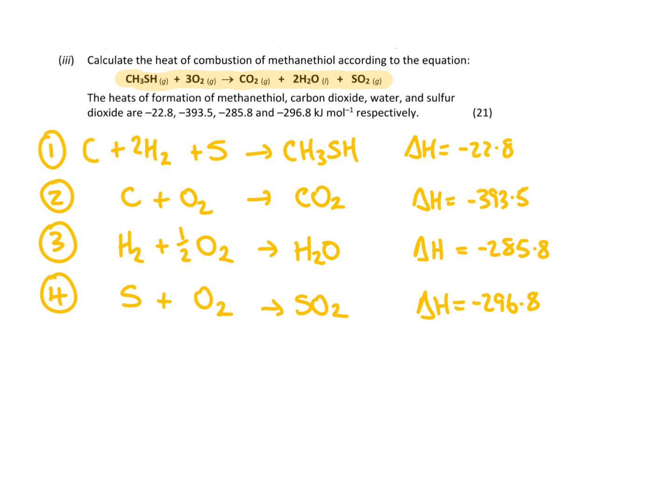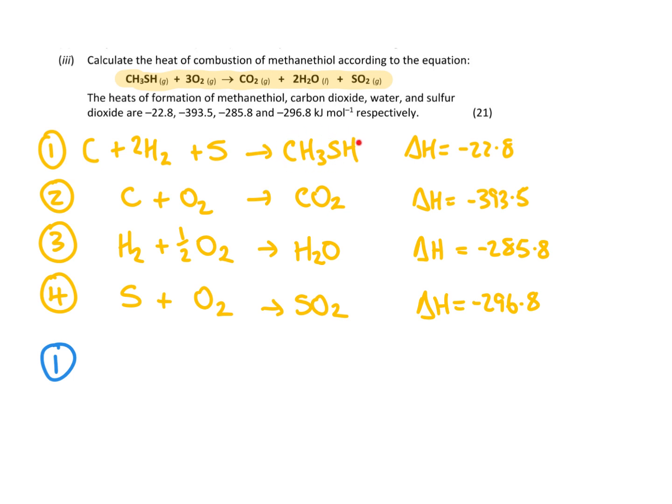So now that we have our heat of formation equations written out, what we want to do now is manipulate each one of these equations such that we are getting something from our target equation. So when we look at each equation, we need to identify what it is in that equation that is of interest to us from the target equation. So if we start with equation 1 here, what is of interest to me is the methane thiol, which is the CH3SH.